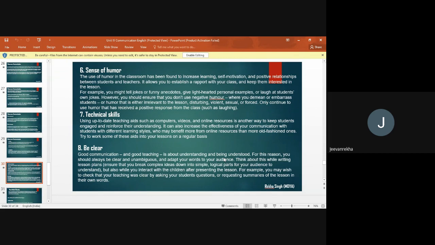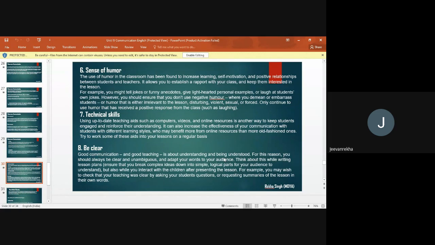Students may benefit more from online resources than from more old-fashioned ones. Try to work some of these aids into your lessons on a regular basis. Use up-to-date teaching aids to make them understand effectively, because that is very important for the upcoming environment and for a good future. Don't use old-fashioned aids. Old-fashioned means what? Posters, a writing board, right? Those are old-fashioned.